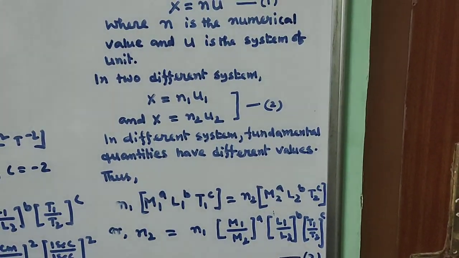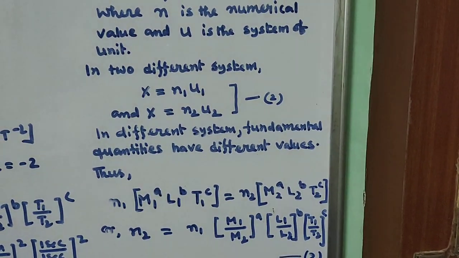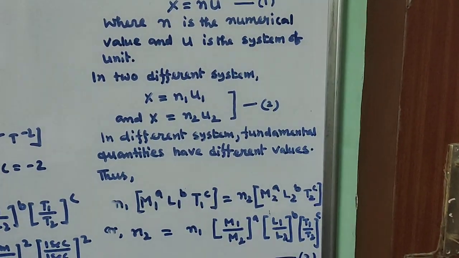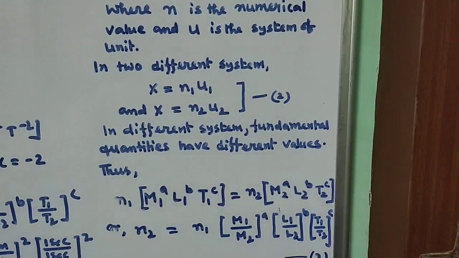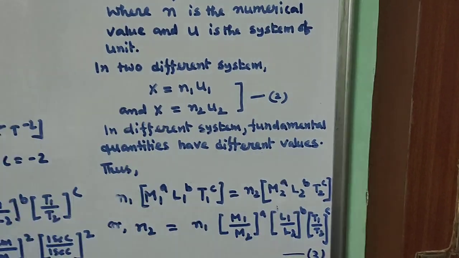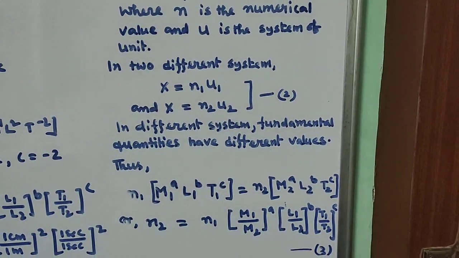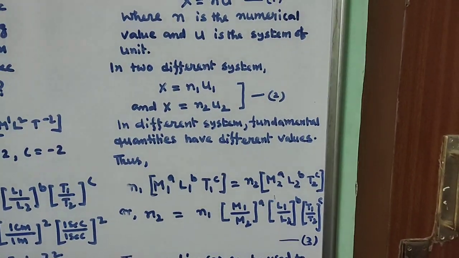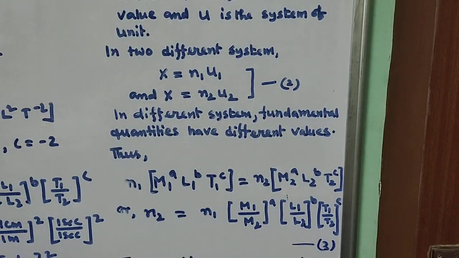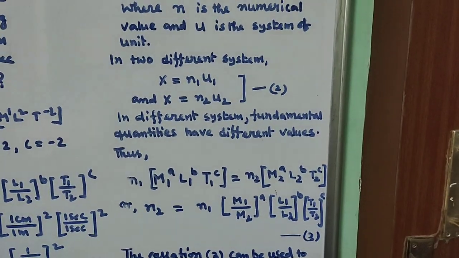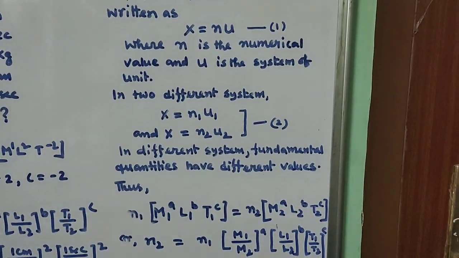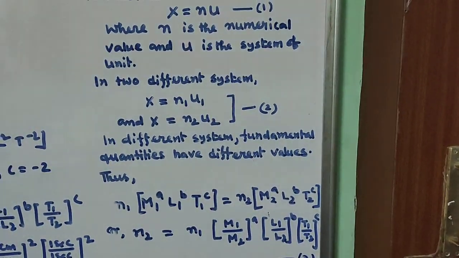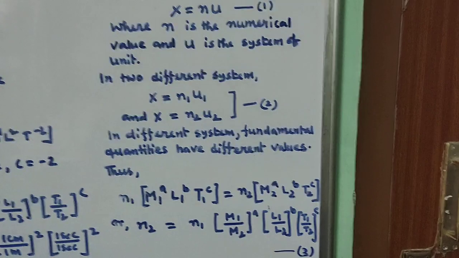So u1 you can express with M1 L1 T1. As this is your unknown physical quantity, then definitely its dimension is also unknown. So that's why we have expressed the dimension in terms of a, b and c. But in different systems the dimension should be identical, no, because it is the same physical quantity. That's why the exponents are identical in both systems. So n1 M1^a L1^b T1^c, and n2 M2^a L2^b T2^c. So you see, this is a very important point.